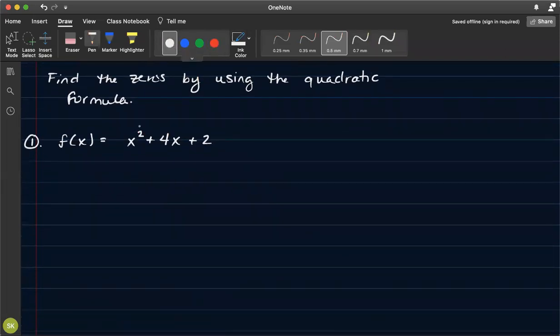So I want to find the zeros of this function. f of x is x squared plus 4x plus 2. So the first thing I do is I set it equal to 0. Okay, we're going to use the quadratic formula, so I'm going to write the quadratic formula off to the side.